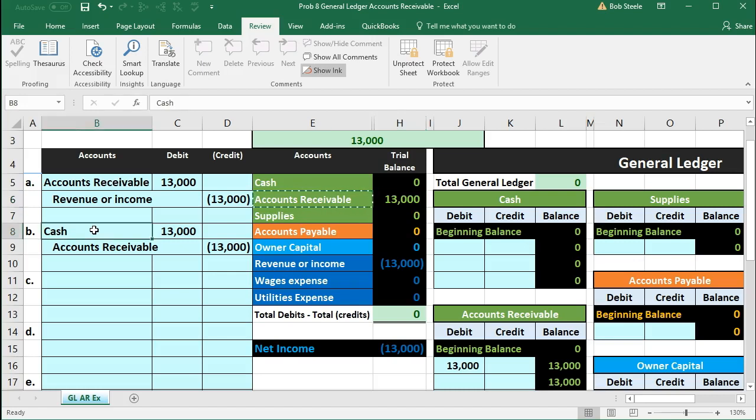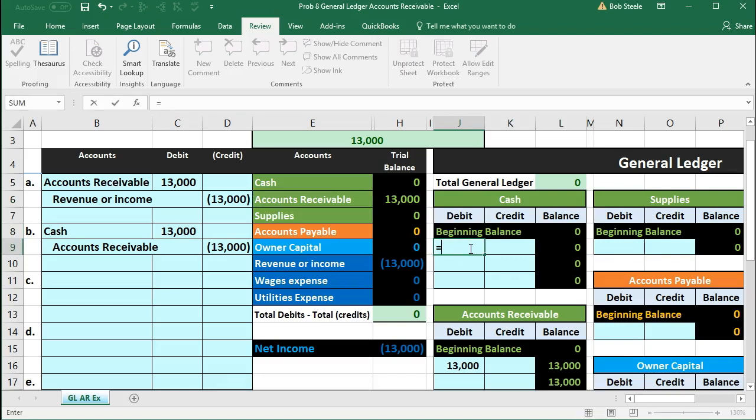Then we'll post this. Remember, this is the journal entry we journalized in the general journal, which we will now post to the general ledger. So we have cash up top. That's going to be the first one. That's our first account on the trial balance, our first account on the general ledger. We debited it over here, therefore we are going to put it in the debit side over here in cell J9.